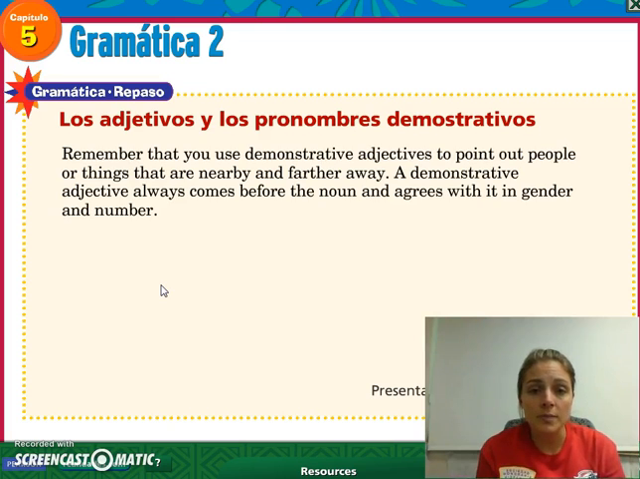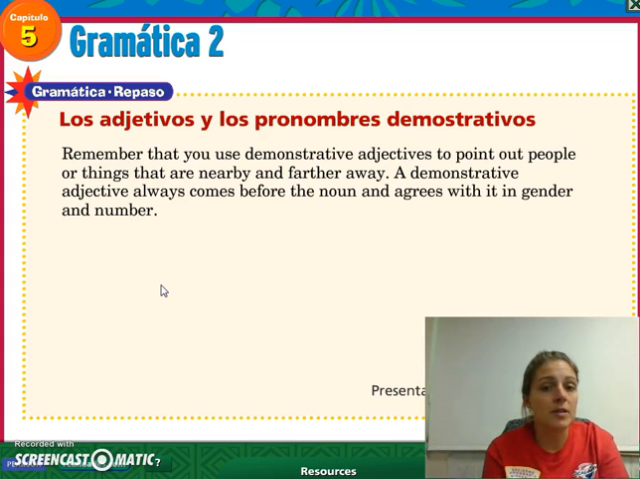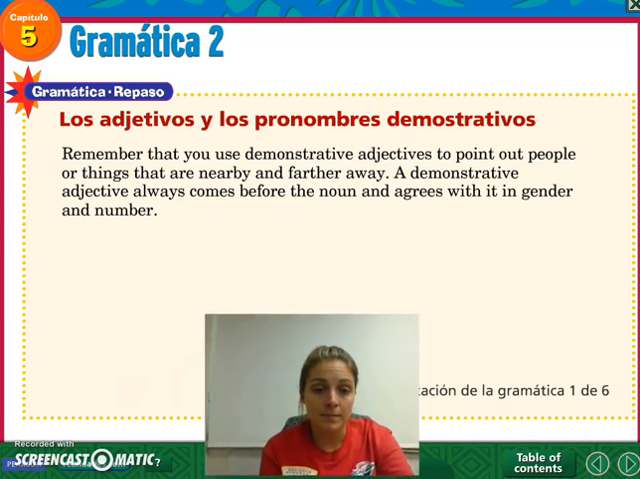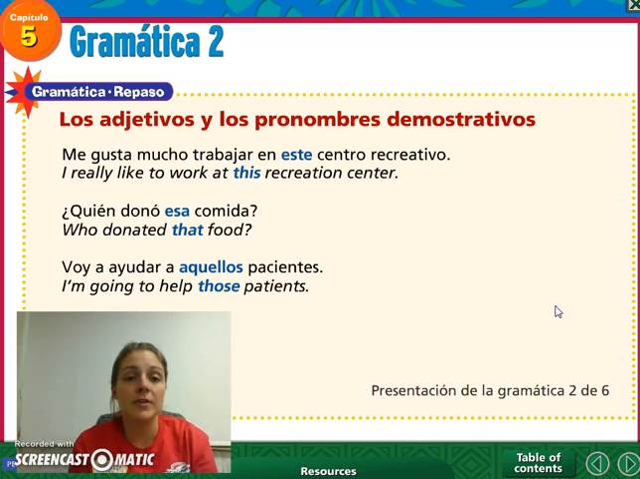So remember that you use demonstrative adjectives to point out people or things that are nearby and that are far away. A demonstrative adjective always comes before the noun and agrees with it in gender and number. We actually did these already last year in Spanish too. So let's see if you remember them. Okay, a couple of examples.